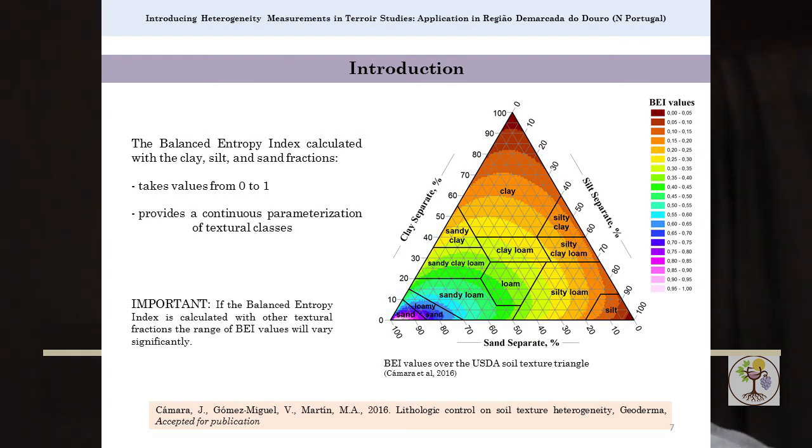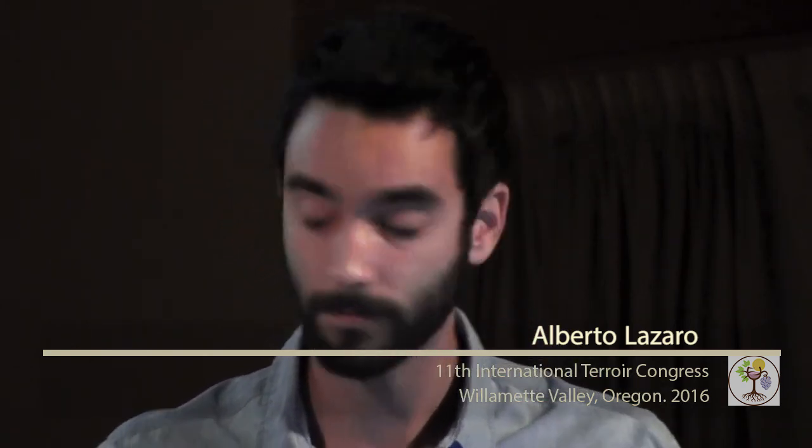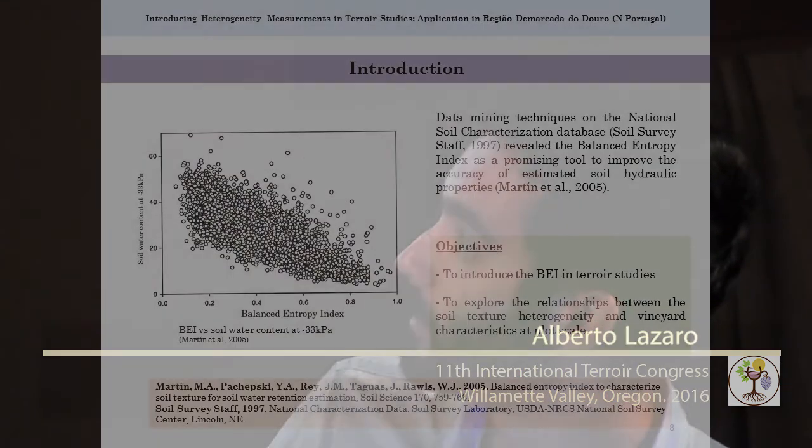So with this Valency Entropy Index, several studies have been developed. For example, using the soil characterization database of the US Department of Agriculture, it has been revealed as a promising tool to improve the accuracy of estimated soil hydraulic properties. And we can see here this linear relation.